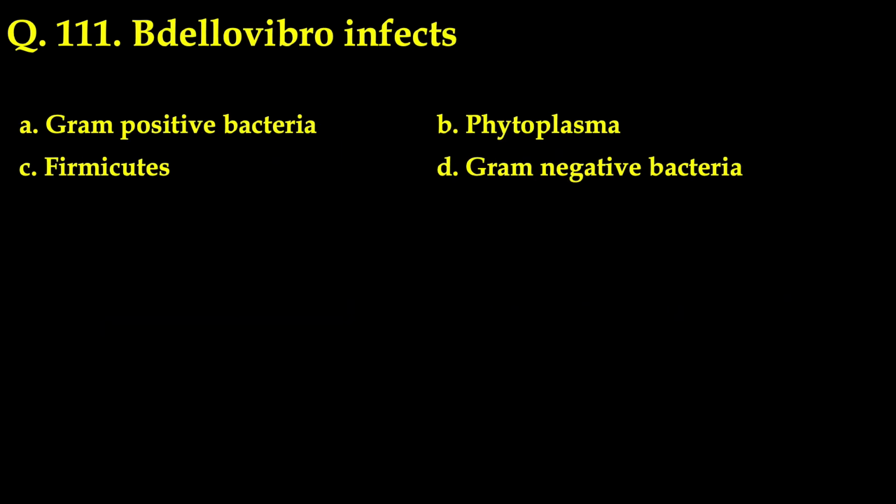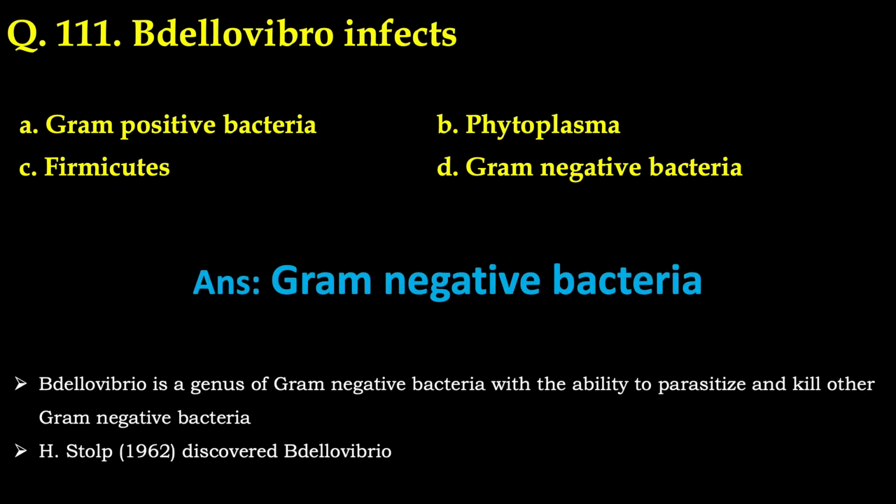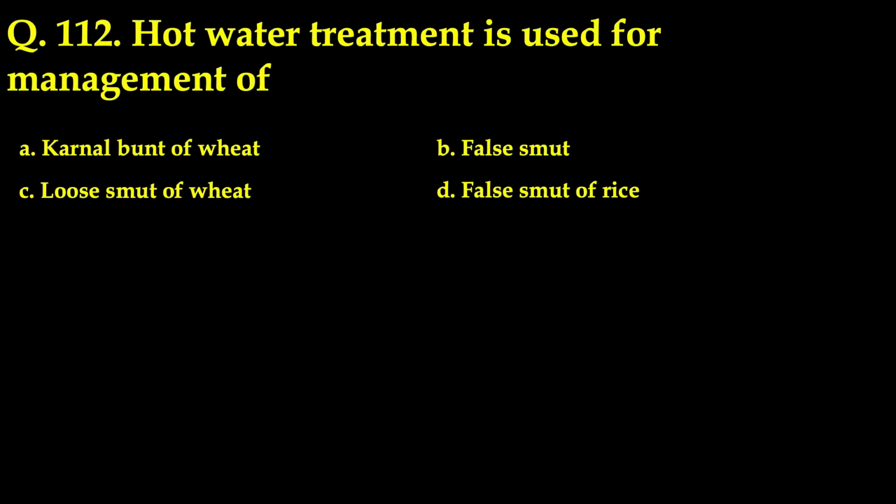Next question is on Bdellovibrio. Out of the four options, the correct answer is gram-negative bacteria. And we have to remember that Bdellovibrio is a genus of gram-negative bacteria with the ability to parasitize and kill other gram-negative bacteria. And H. Stolp during 1962 discovered Bdellovibrio for the first time.